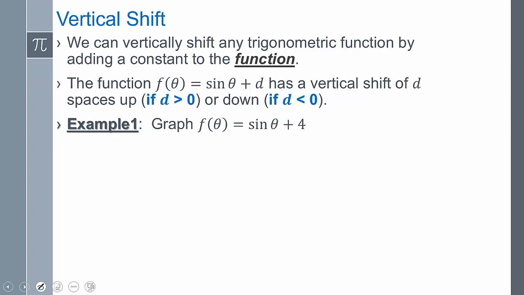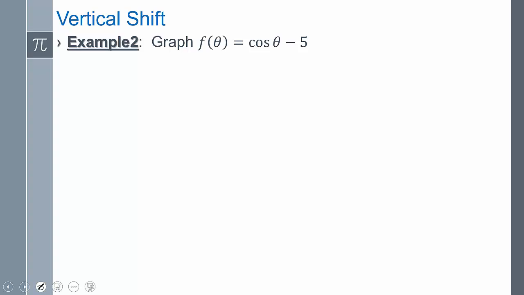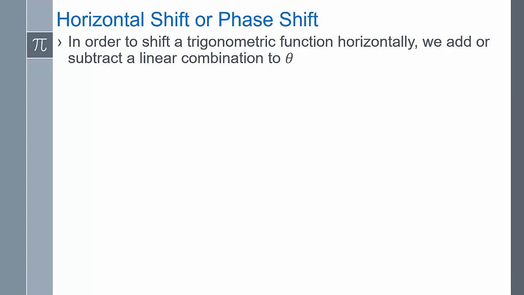So first, let's talk about the vertical shift. Very simple, very straightforward. Just like with other parent functions, if you have a number that's being added to your function, it's a vertical shift. So if it's plus 4, it shifts up 4 spaces. If it was minus 4, it would shift down 4 spaces. So in this case, cosine theta minus 5 shifts down 5 spaces.